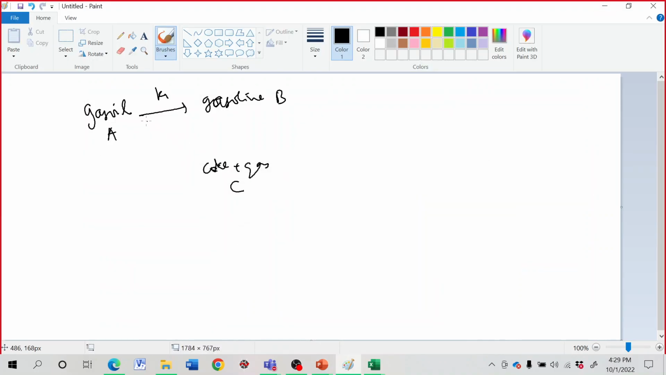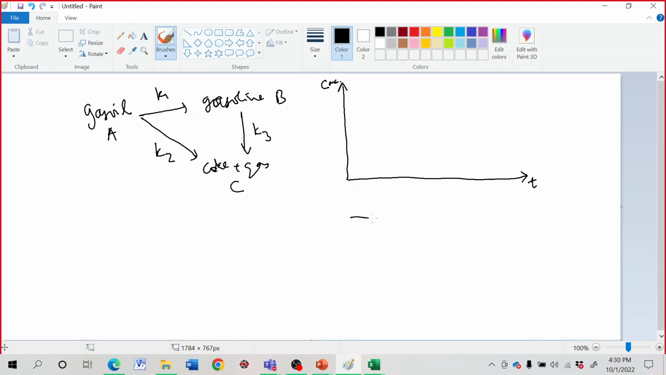And then this is K2, right? From gas oil, you can also straight make coke and gas, and the gasoline can also be cracked further to make coke and gas, which is then K3. So basically, you can imagine this is your time, and if you have a continuous reactor, a continuous concentration.